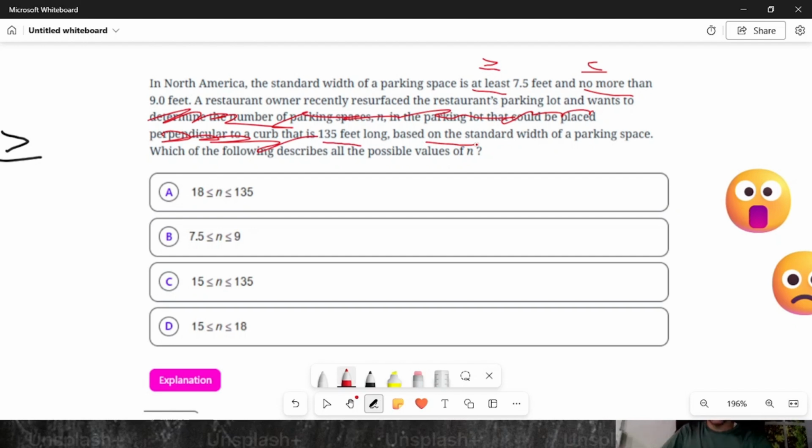So if he has a 135 foot long parking lot, and he wants to know how many parking spaces he can put. To make an inequality, just look at the minimum he can make, and then look at the maximum. To find the maximum parking spaces that he can make, you want each parking space to be as small as possible. So 7.5 feet.